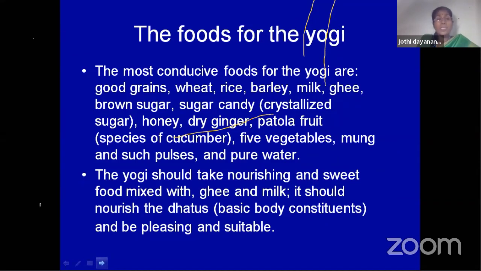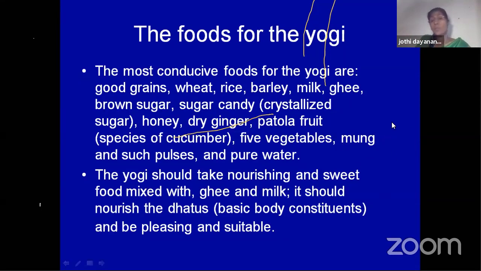Okay, now what the yogis need to take. I'm not advising you all to become a big yogi. The thing that we need to adhere to is some conducive food for yogis: food grains, basically wheat, rice, barley, milk, ghee, brown sugar, jaggery, sugar candy, crystallized sugar, honey, dry ginger, then patola, and some fruits like species of cucumber, and sorakai, all that can be taken. And then five vegetables which end with 'ka', like kaddu, avarakai, all that comes into that kind of thing.